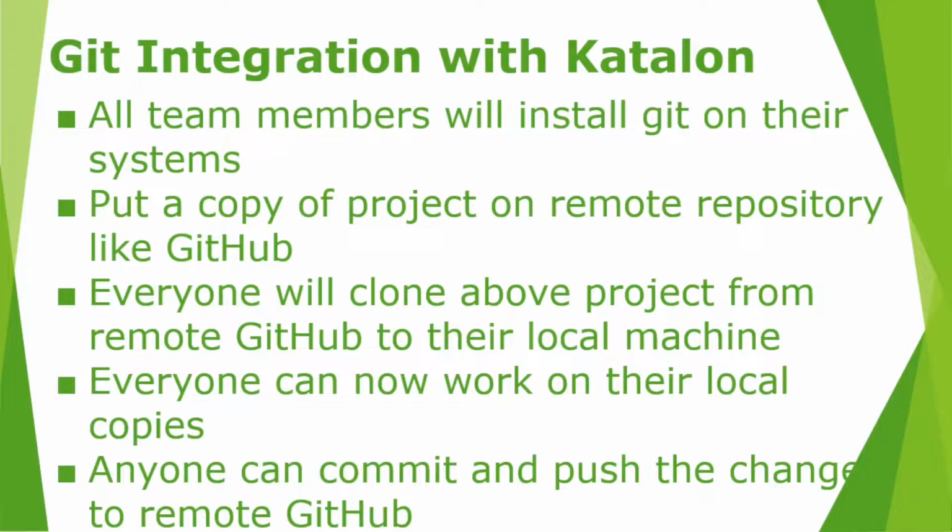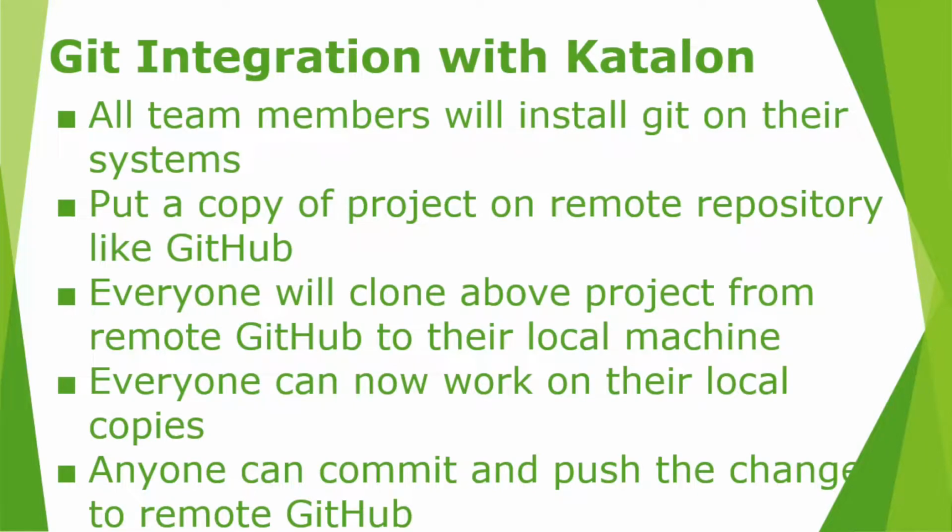Now let's see how we can perform Git integration with Katalon. There are 5 to 6 basic steps that we need to perform. When you are integrating Git with Katalon, first all team members need to install Git or a Git plugin on their systems. Then someone needs to put a copy of the project on the remote repository, GitHub. Once the initial project is created in GitHub, everyone will clone that project from the remote GitHub to their local machine.